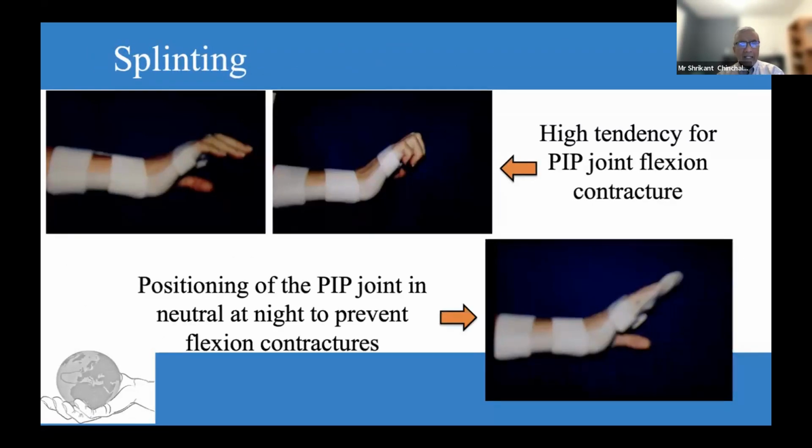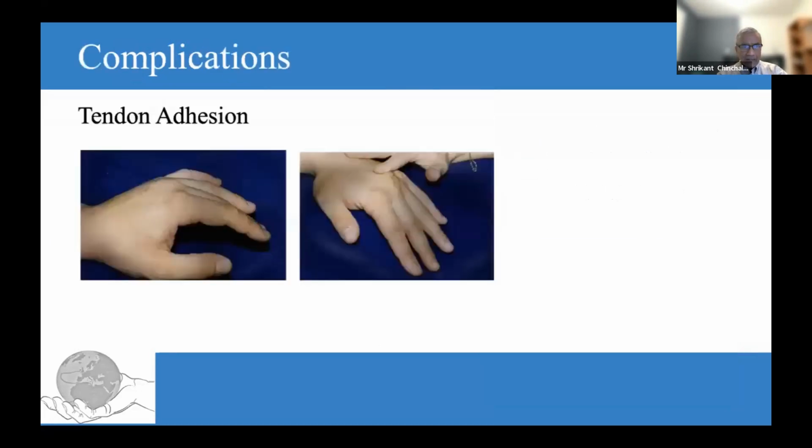I identified that if you maintain the wrist in extension and the MCP is in neutral, the PIP joint had a tendency to fall into flexion because of the tenodesis effect, and therefore patients had a strong tendency to go into PIP joint flexion contracture. So positioning of these fingers in extension is essential in order to prevent flexion contracture.